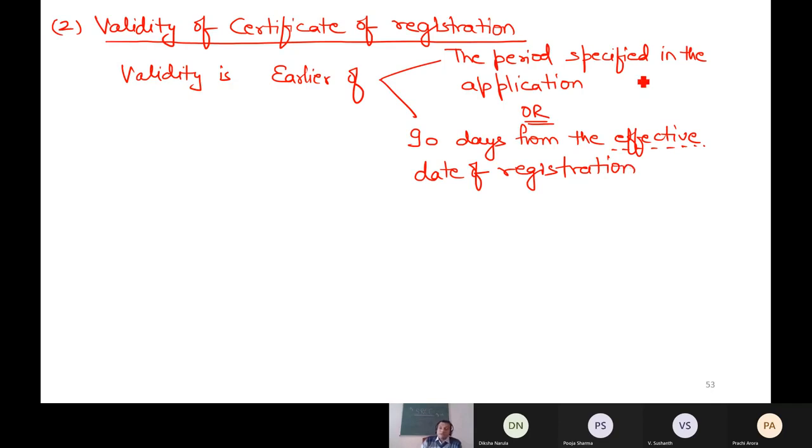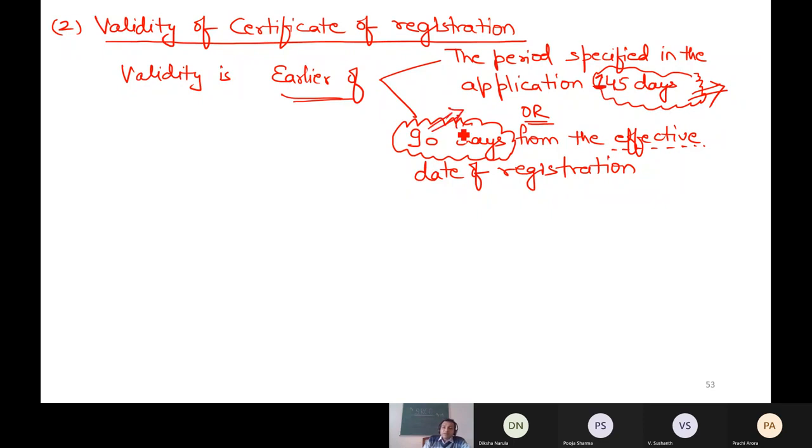So for example, I have myself asked for 45 days. It's an example only. Which is the earlier date, 90 days or 45 days? The answer is 45 days. So this is the validity. If I am asking for 145 days, then what is the maximum limit? 90. So one thing is sure: in no case can the validity exceed 90 days. In fact, it can be less than 90 days, but it cannot exceed the 90 days limit. I hope you have understood my point.